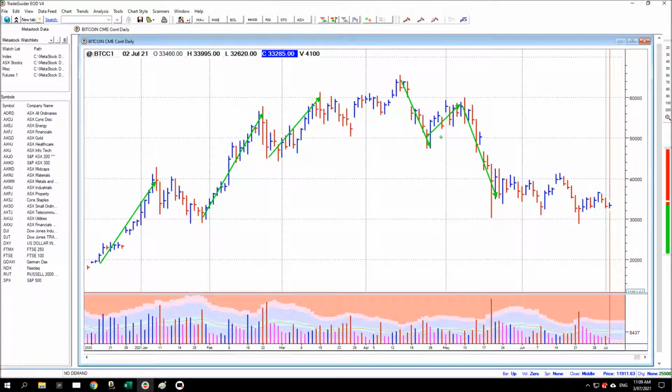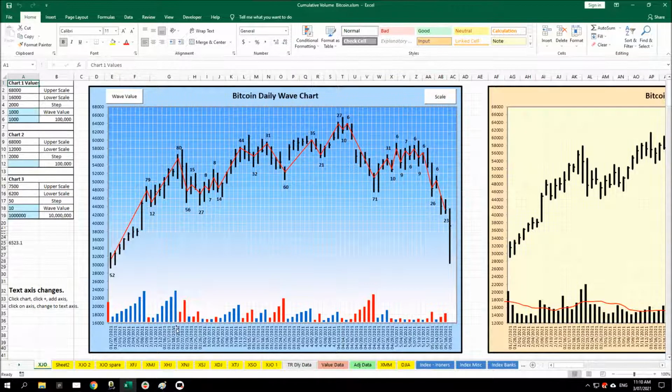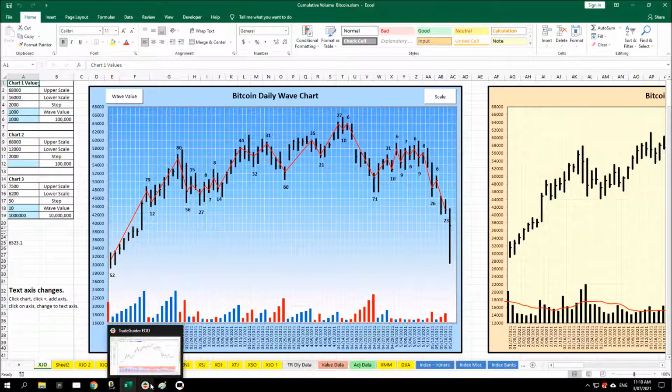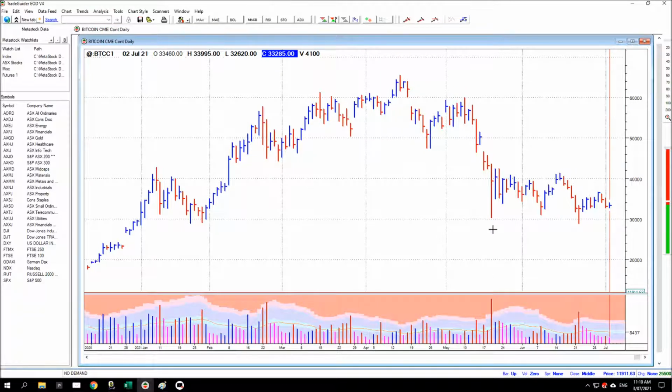And this is exactly right. We can see it now in the markets. Using a wave chart helps you considerably. Here's my wave chart. This is the Bitcoin chart. I've got the Bitcoin chart up to this bar here.